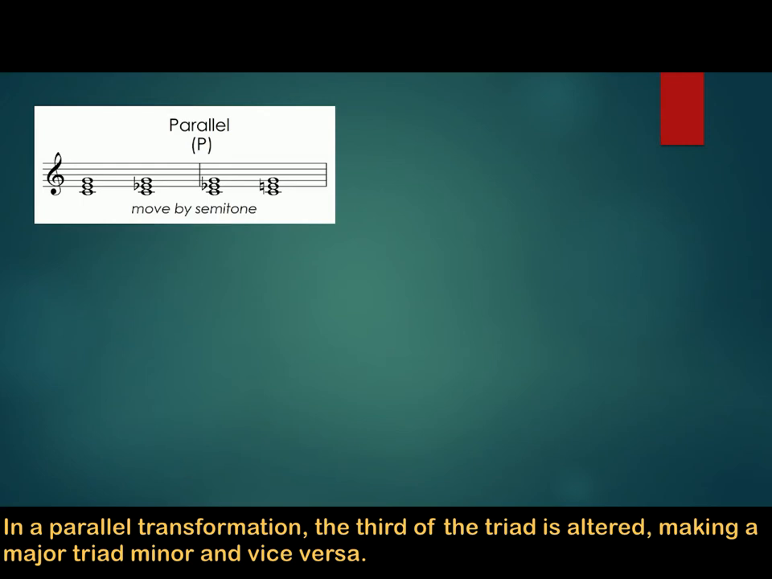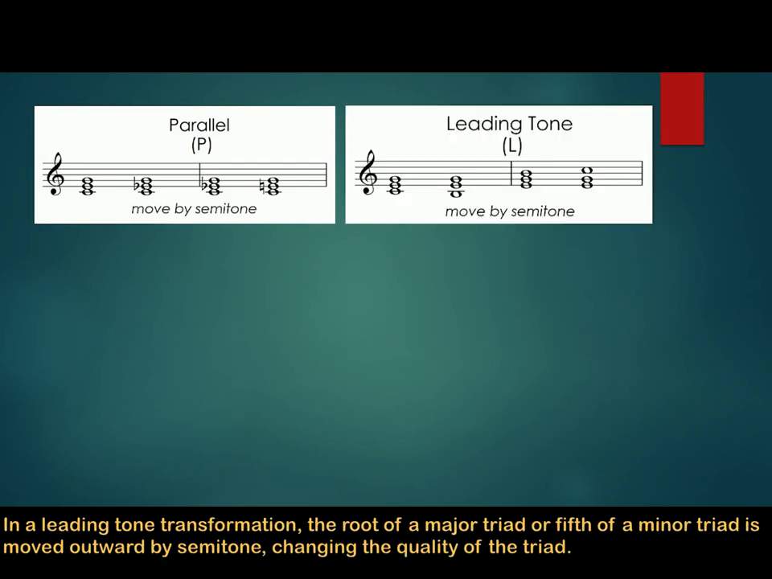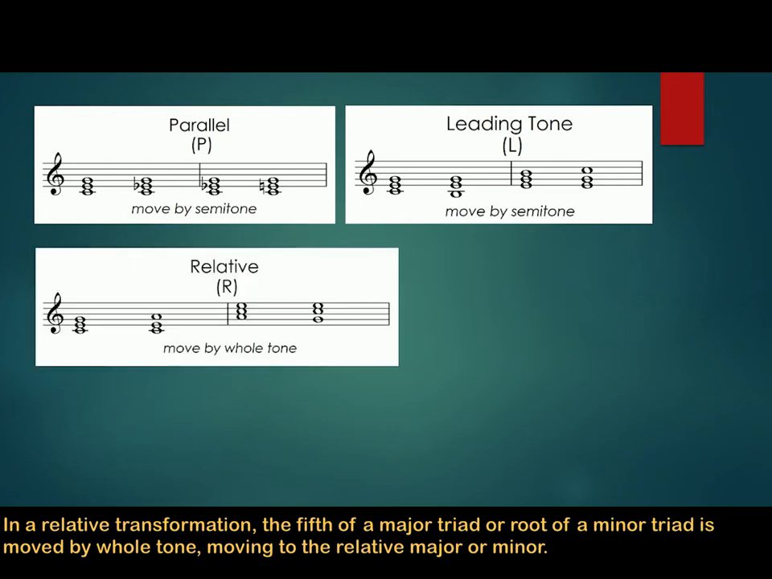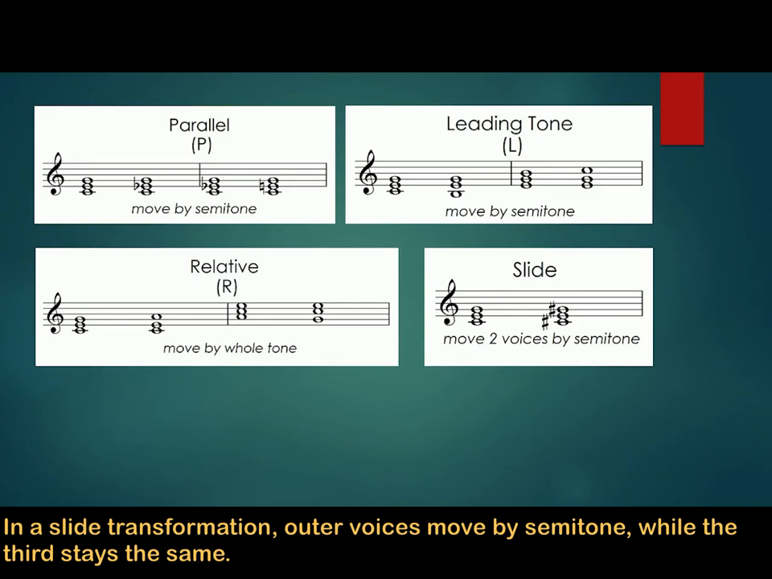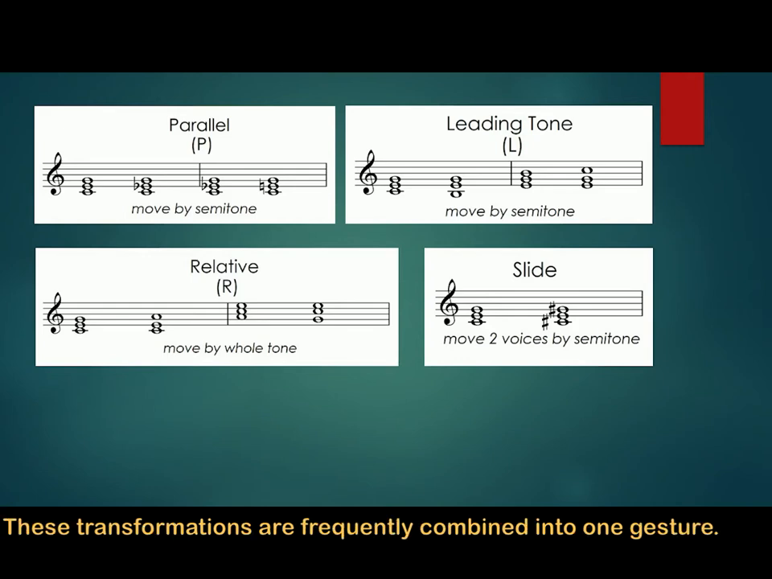In a parallel transformation, the third of the triad is altered, making a major triad minor and vice versa. In a leading tone transformation, the root of a major triad or fifth of a minor triad is moved outward by semitone, changing the quality of the triad. In a relative transformation, the fifth of the major triad or root of a minor triad is moved by whole tone, moving to the relative major or minor. In a slide transformation, outer voices move by semitone, while the third stays the same. These transformations are frequently combined into one gesture.